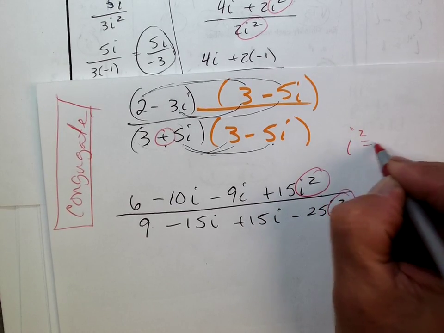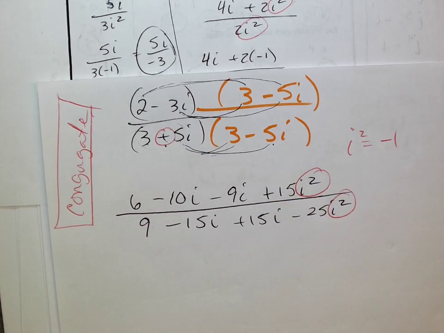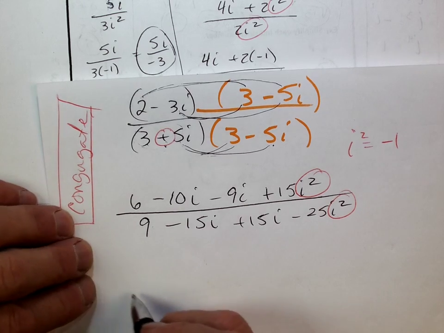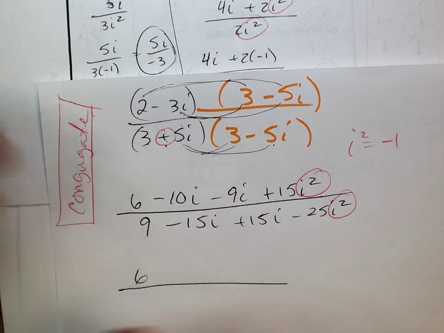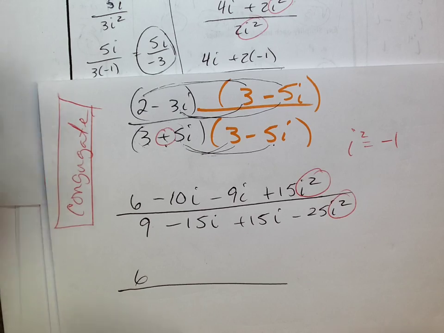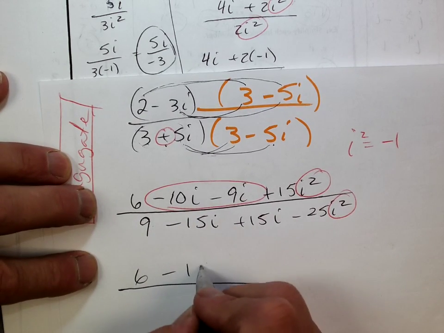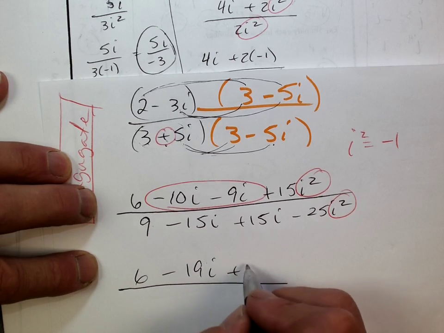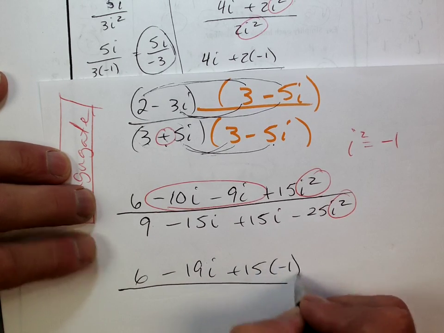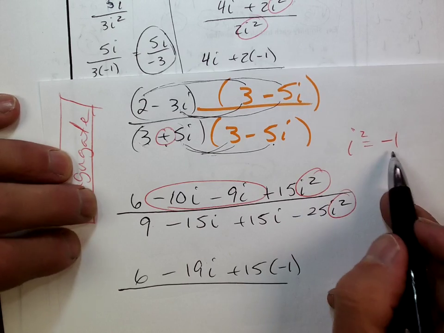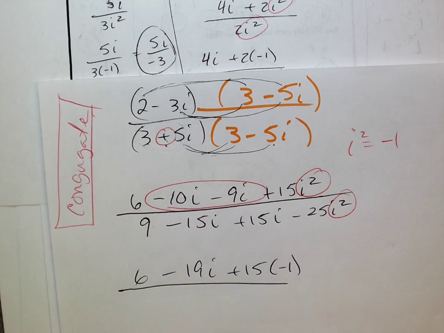i squared is equal to negative 1. So I'm going to fix those. So let's see what I can do. Okay, on the top part of the fraction, the numerator, I'm going to have a 6. I'll combine those and make a negative 19i plus 15 times negative 1. i squared makes negative 1, okay? These two I just added because I can, okay?